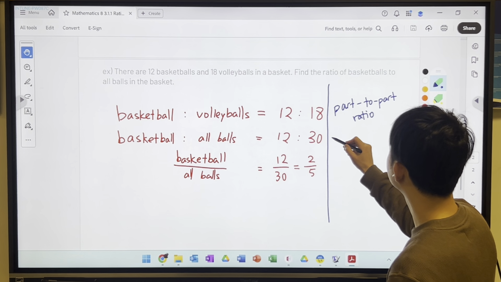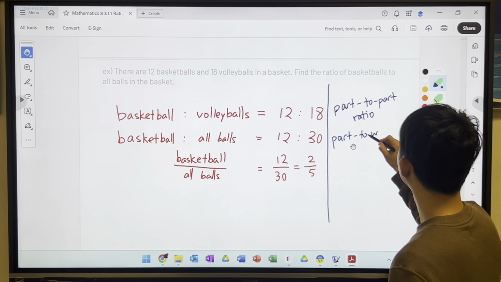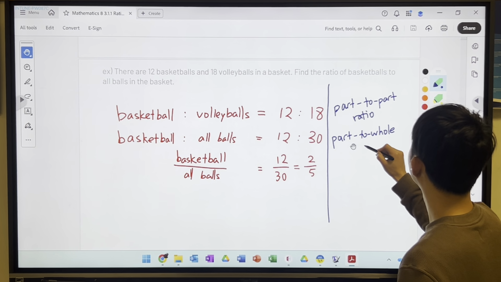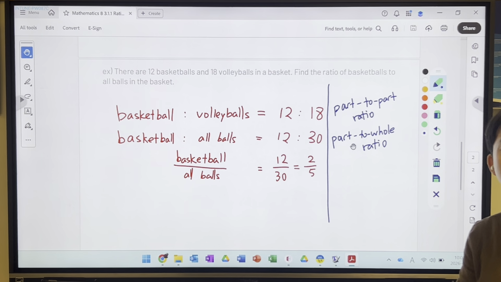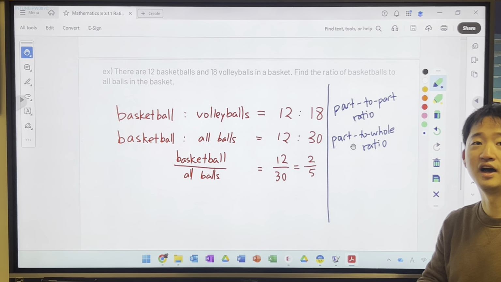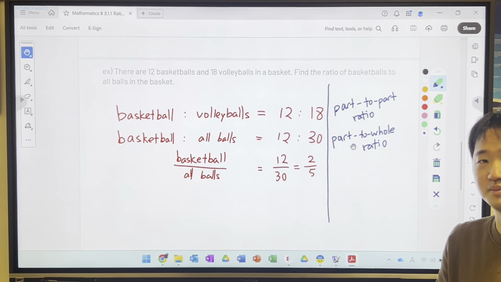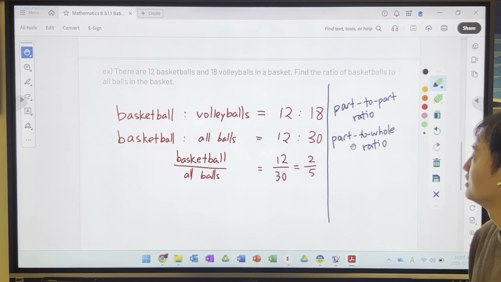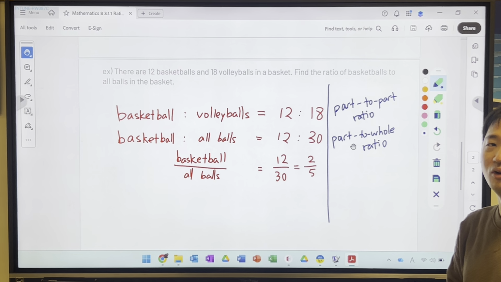And the second one is the part-to-whole ratio. The part-to-whole ratio is useful when you want to find a total number of something, and you want to find the ratio of a specific case. And as I said, the fraction form is very useful for the part-to-whole ratio, especially.